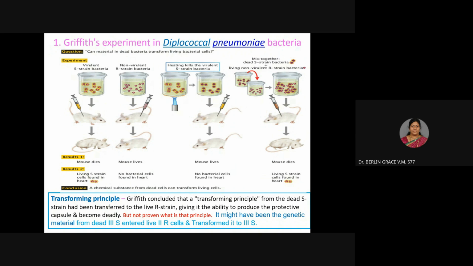The transforming principle concluded from the Griffith experiment was that some transforming material or chemical substance might have transferred from the dead S to R and converted the R to S, made it virulent. So the transforming principle was given by the Griffith experiment, but what the transforming principle was, was not explained by his experiment. It might be a genetic material from the dead 3S that entered live R cells and transformed them to 3S.